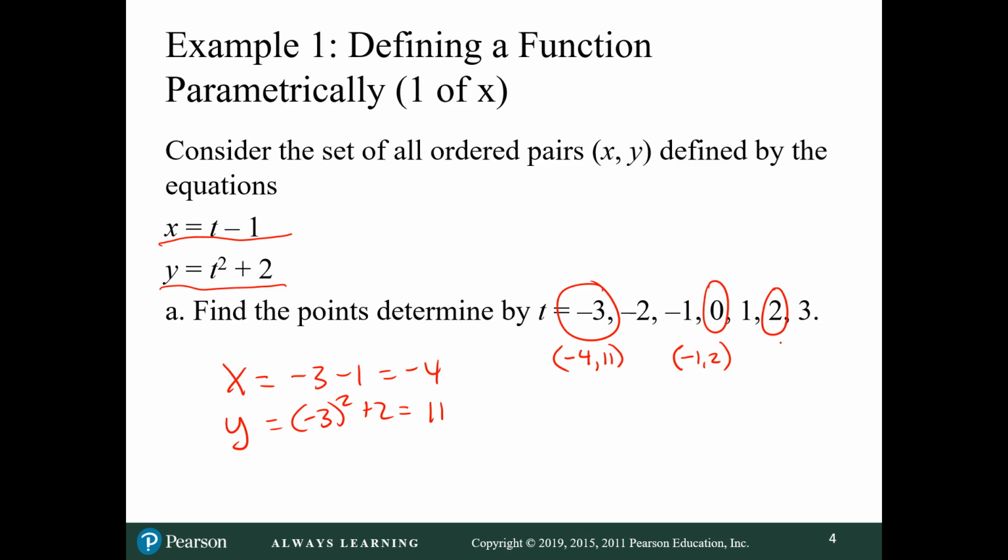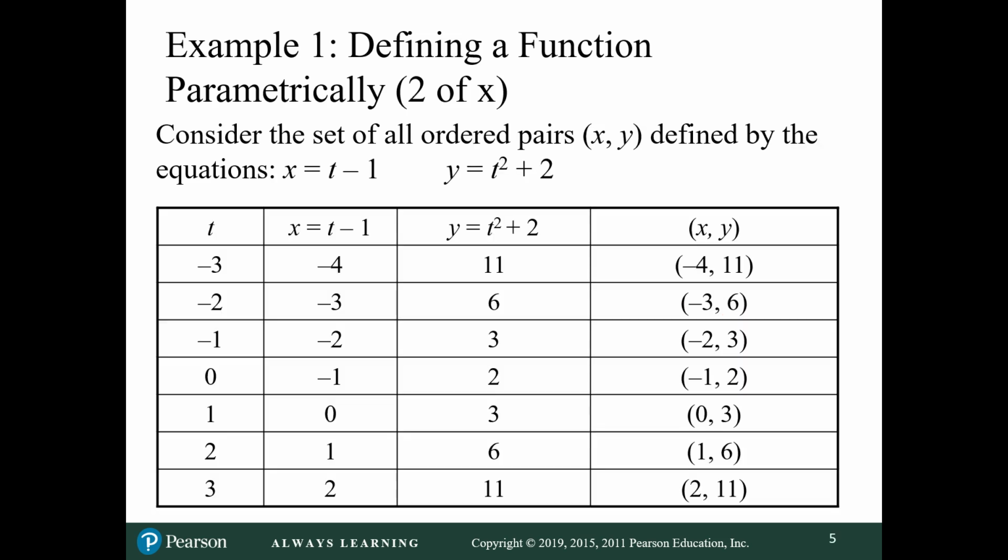At 2, 2 minus 1 is 1. 2 squared is 4 plus 2 is 6, and so on. Okay, whoops. So it'd be the ordered pair 1, 6. So parametric equations: you'll be given a t, you plug it in for x, you plug it in for y, you get an ordered pair. Okay, so they did them for all the points. You just plug them in and solve. Easy peasy lemon squeezy. In this class, parametric equations are very easy. We keep them very basic.